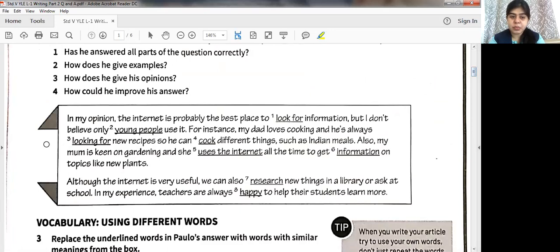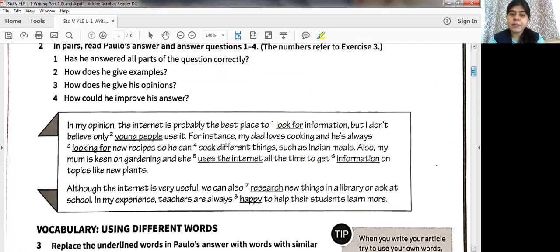Okay, so we are going to first read this article, students, and then we are going to answer these questions. In my opinion, the internet is probably the best place to look for information. But I don't believe only young people use it. For instance means for example.